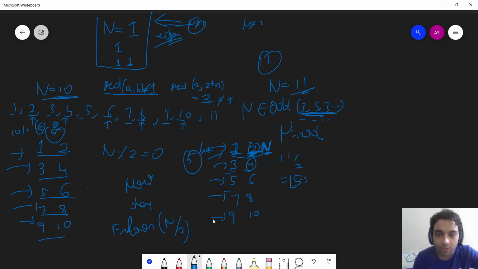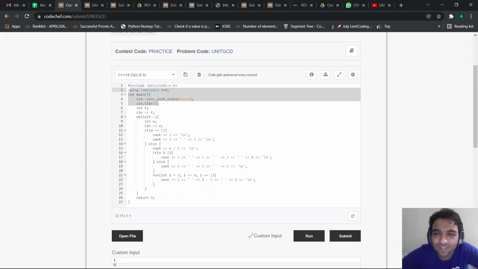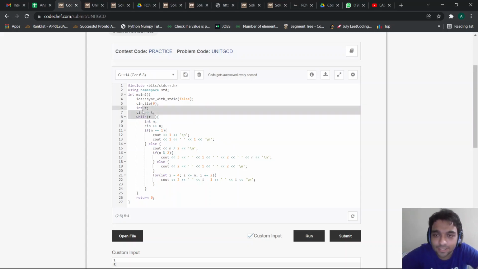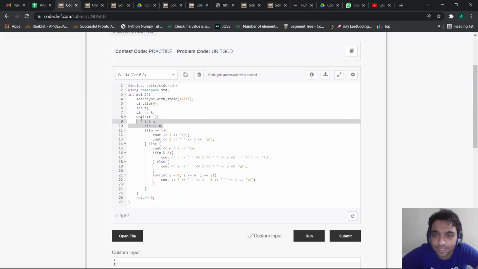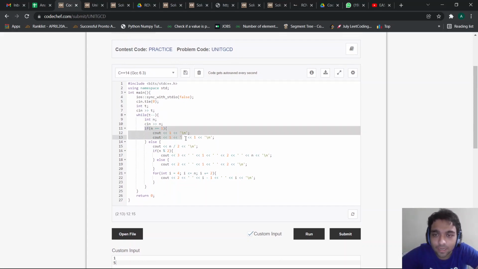Now let's go on to the coding part. Okay, so now let's discuss the code for this particular problem. As you can see, first we included all our fast IO templates, then we took t as the number of test cases. For each test case I input n. And then if my value of n is equal to 1, I handle it separately as I discussed in the approach. Otherwise, as you can see, our total number of days is n by 2 as we discussed, and that too the floor of n by 2.